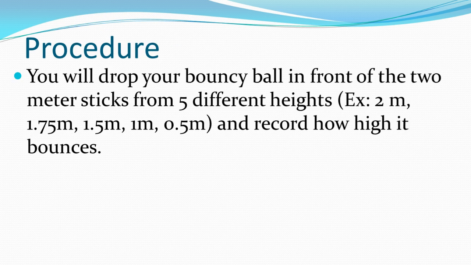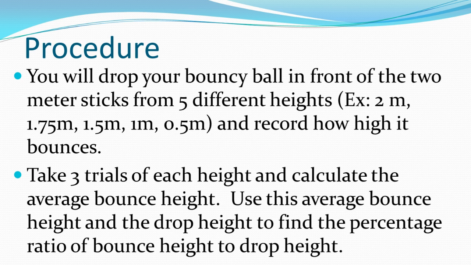To complete the lab, we'll follow this procedure. You'll drop your bouncy ball in front of the 2-meter sticks from 5 different heights, for example, 2 meters, 1.75 meters, etc., and record how high the ball bounces. Take 3 trials of each height and calculate the average bounce height. Use this average bounce height and the drop height to find the percentage ratio of bounce height to drop height. So what we're finding is the percent that the ball bounced relative to the height it was dropped from.